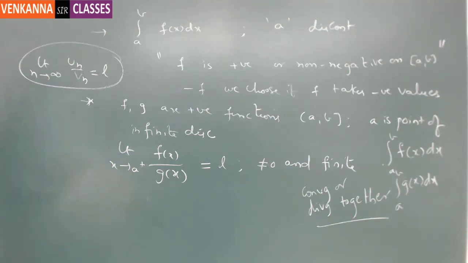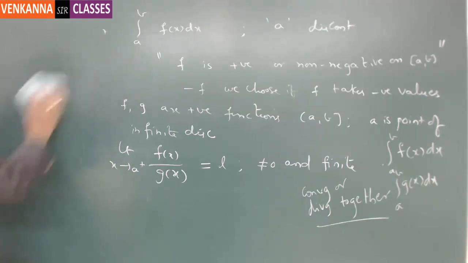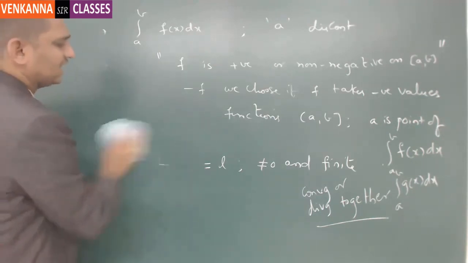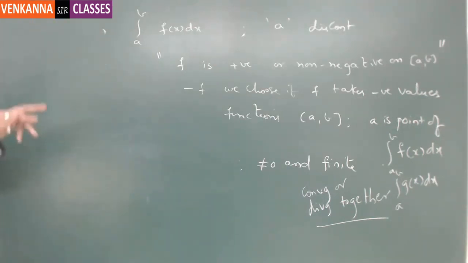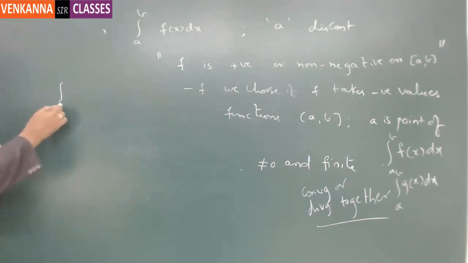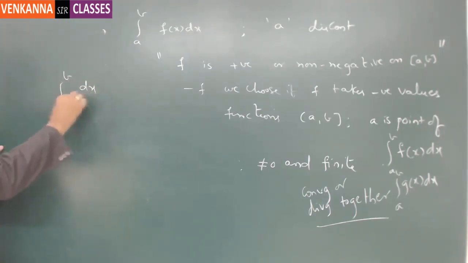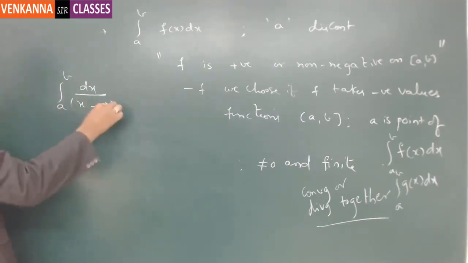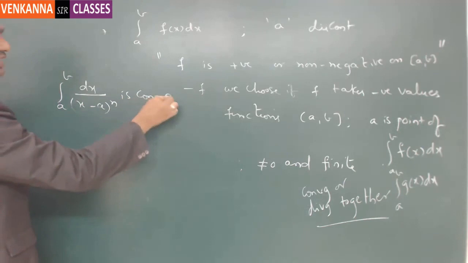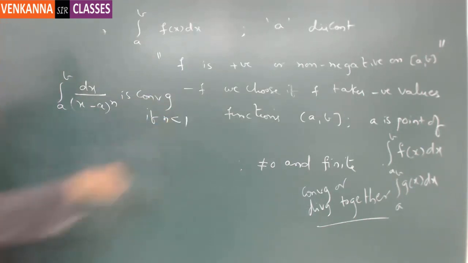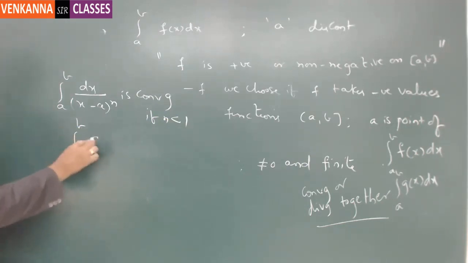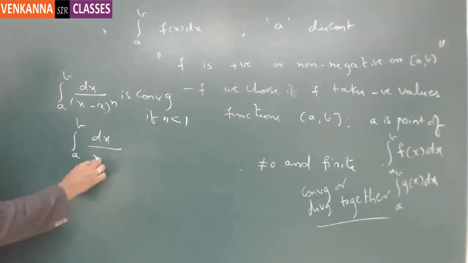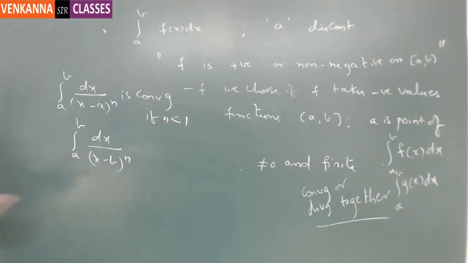So to decide the nature of integral a to b g, whether it is convergent or not, we will always make use of this test. Integral a to b dx by (x minus a) whole power n is convergent if n is less than 1. Similarly, if you take the improper integral, integral a to b dx by (x minus b) whole power n is convergent if n is less than 1.